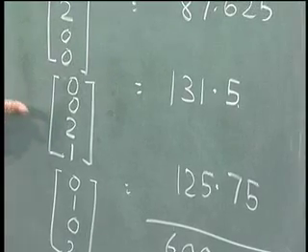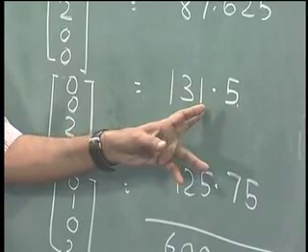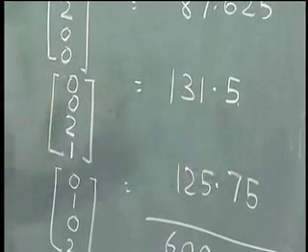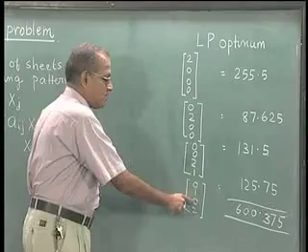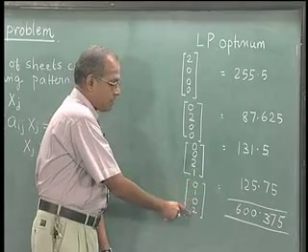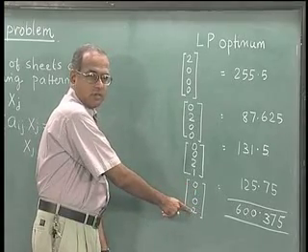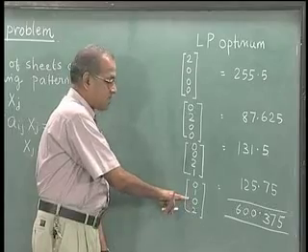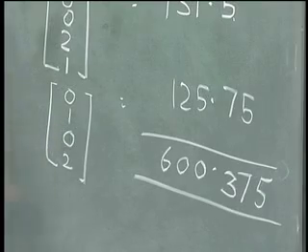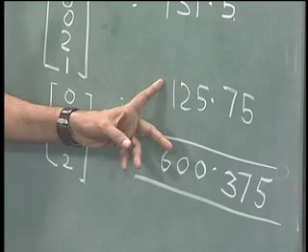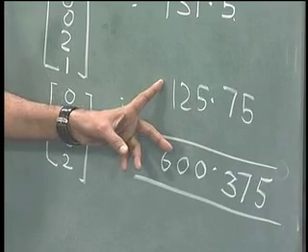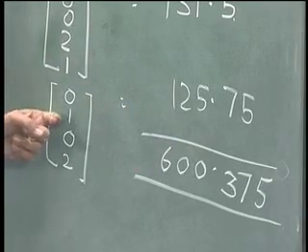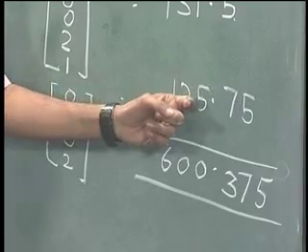We use up all the 20 and we use 131.5 such sheets. 0 1 0 2 is 1 into 8 plus 2 into 6, which is also 20, which means there is no wastage in this pattern. We use 125.75 such sheets, or we cut this pattern out of 125.75 sheets.